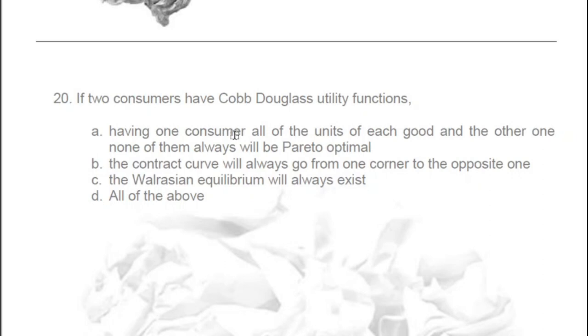It's true. The contract curve will always go from one corner to the opposite one. Yes. The Walrasian equilibrium will always exist. Yes, because the tangency condition will verify and it will do it inside the Edgeworth box. So all of the above is true. Okay, let's make a little break and we continue from the 21st question.